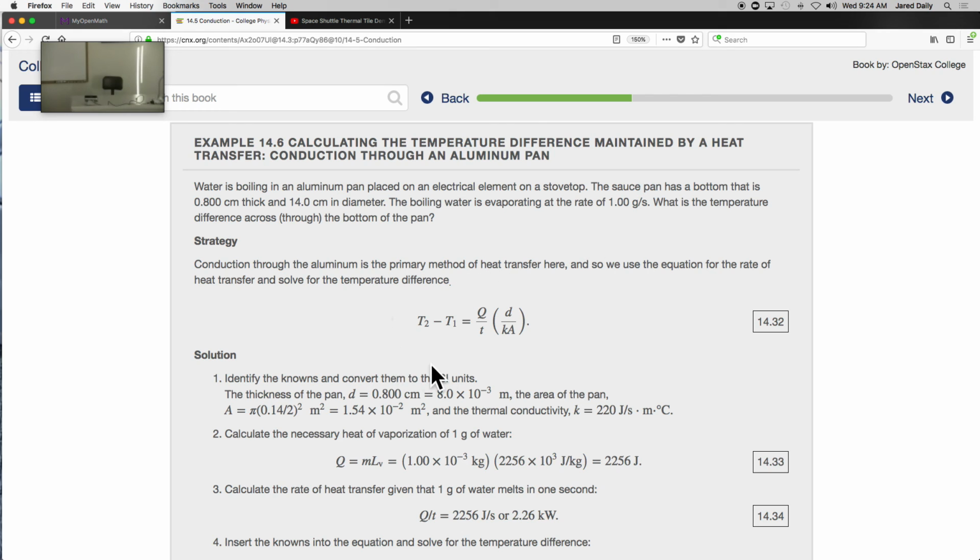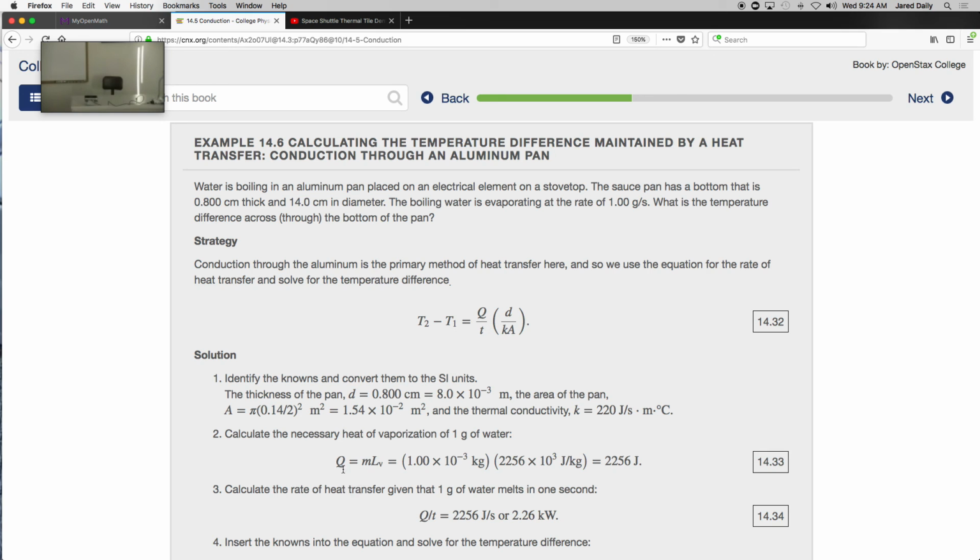So immediately we're going to solve our equation for the temperature difference, and we need to figure out, we know the distance, we know the thickness through the pan, we know the cross-sectional area at the bottom of the pan, we know the K of aluminum, but we don't know Q over T. We haven't been given Q over T. We've been given grams per second, which is how much water is evaporating per second, not how much heat is going in per second. So we need to figure out how much energy, heat energy, is required to evaporate 1 gram of water.